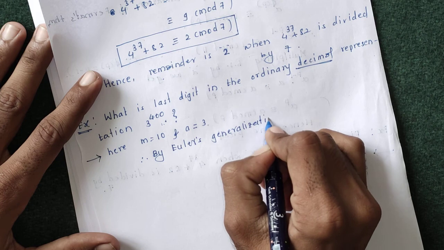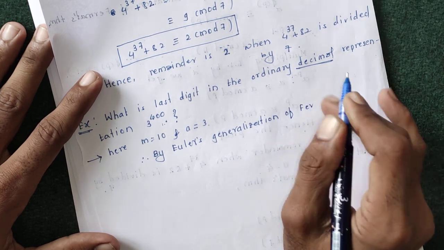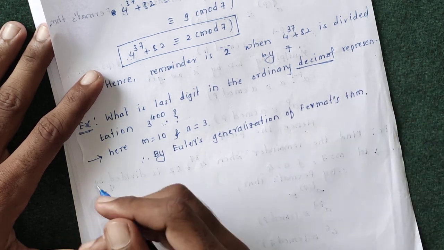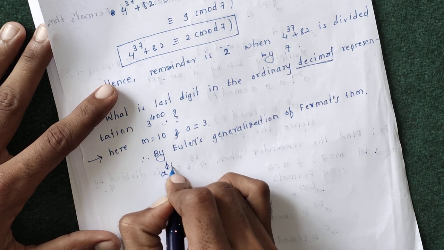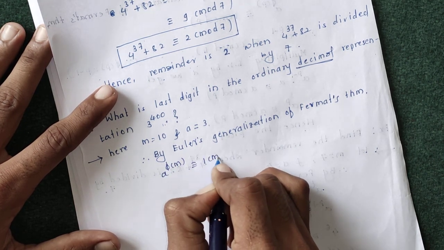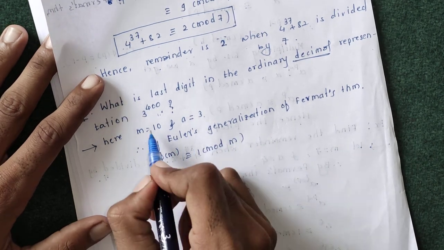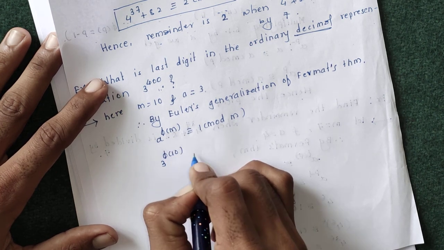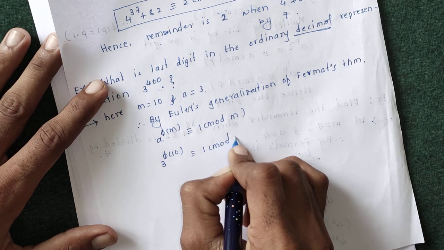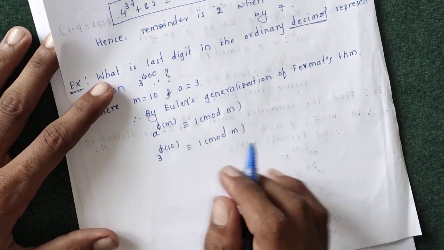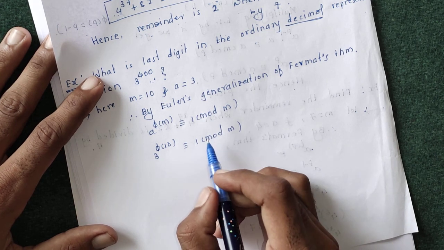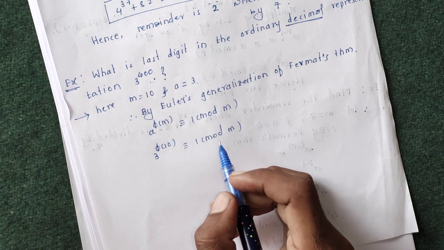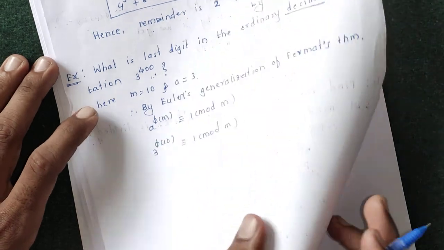Therefore, by Euler's generalization of Fermat's theorem, we have a raised to phi of m is congruent to 1 modulo m. So here m equals 10 and a equals 3. So we can write 3 raised to phi of 10 is congruent to 1 modulo 10, and we know that phi of 10 is 4, since there are only 4 integers which are relatively prime to 10, which are 1, 3, 7 and 9.